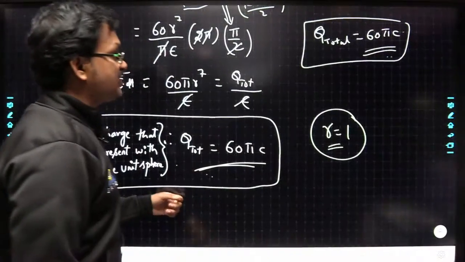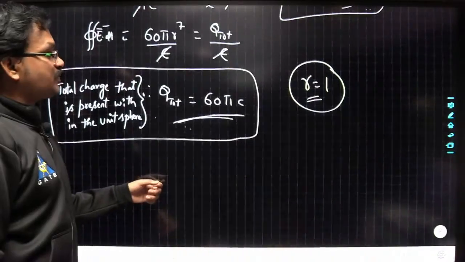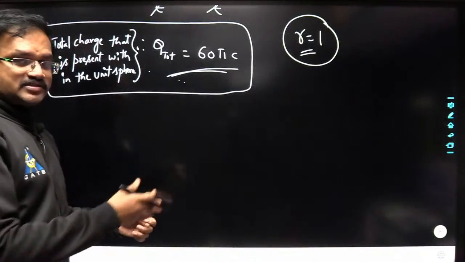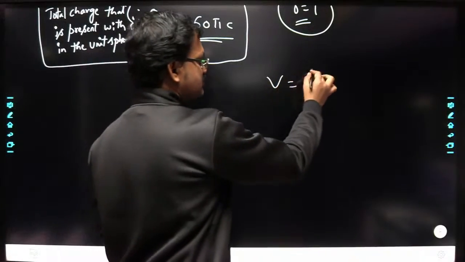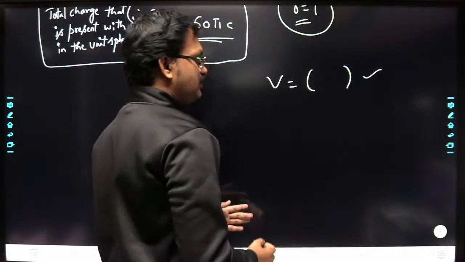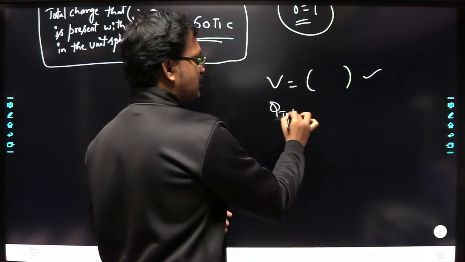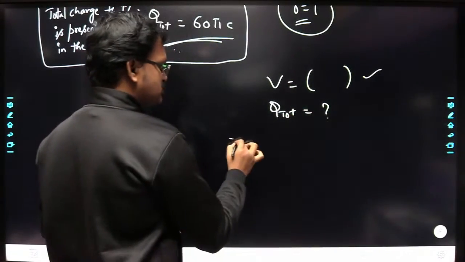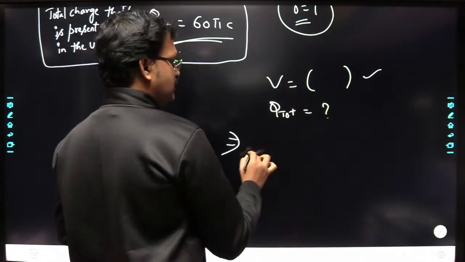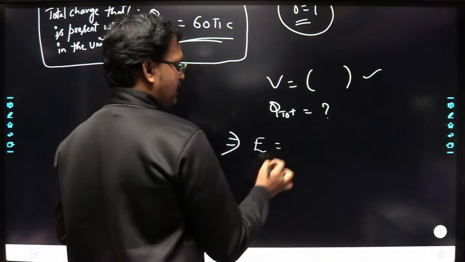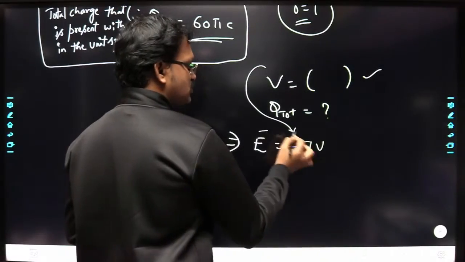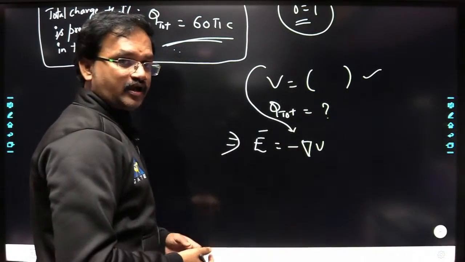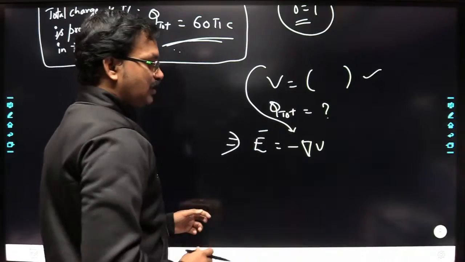I have explained each and everything, the concept behind this problem, so that's why it has taken this much time. But if you observe, they have given the potential distribution and they are asking to determine the total charge. What are the steps we have followed? We determined the electric field from the given potential by using the relation E bar is equal to minus gradient of V.